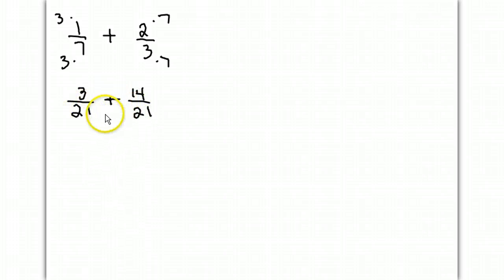And now that the denominators are the same, I can add the top of the fraction. So what I have is 3 plus 14, which gives me 17 over 21. And this is my answer.